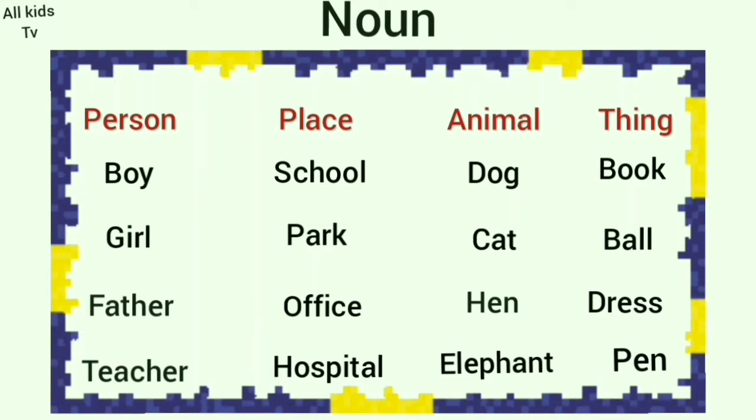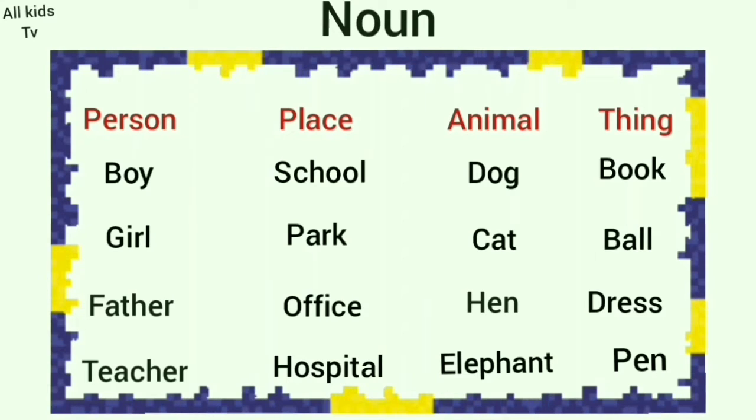Some example of places are school, park, office, hospital, temple, church and many more. Some examples of animals are dog, cat, hen, elephant, peacock, etc. Examples of things are book, pen, dress, pencil, ball and many more. So children, now you understand noun.